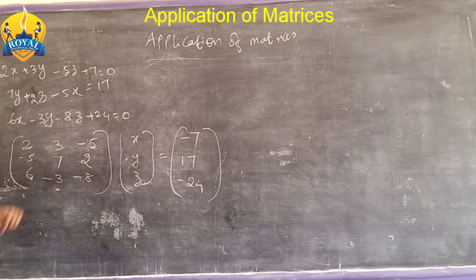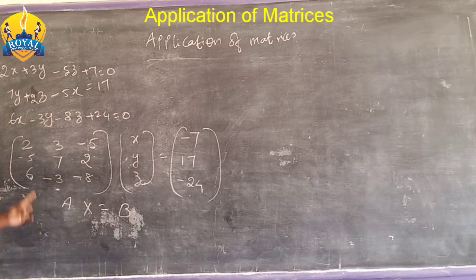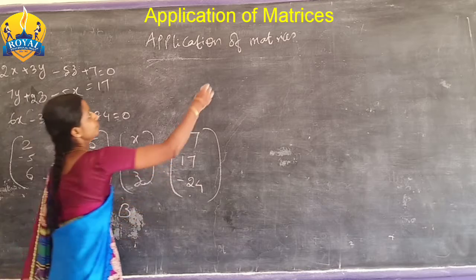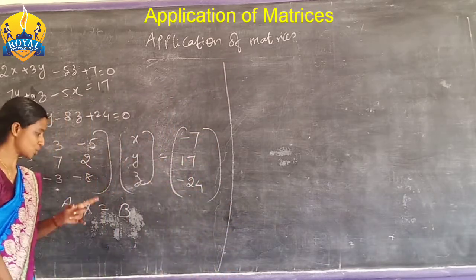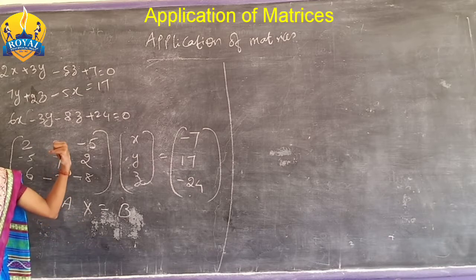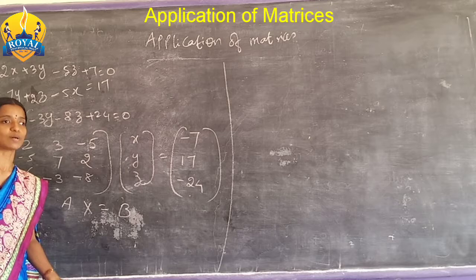So now my matrix form is of the form AX equal to B. I have written the given system of equations in the form of AX equal to B. Now, if I solve for x, y and z, that becomes the solution of the given problem.